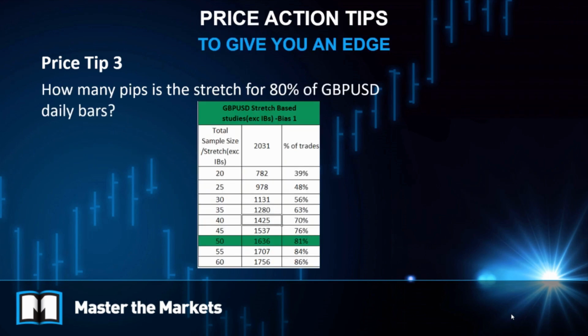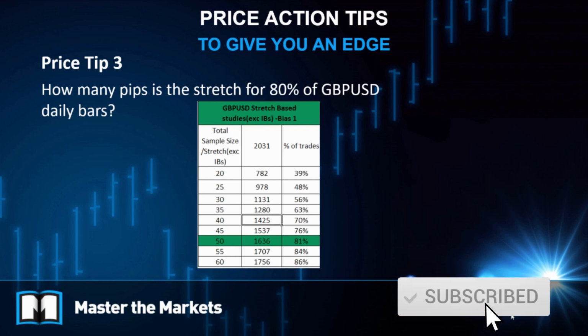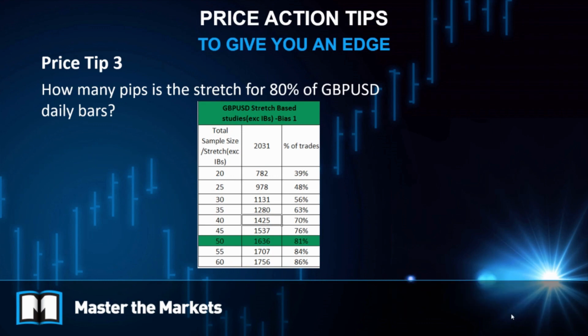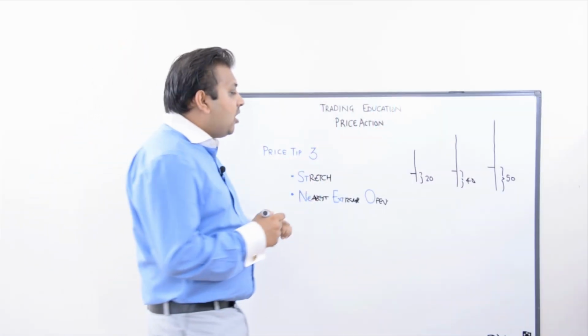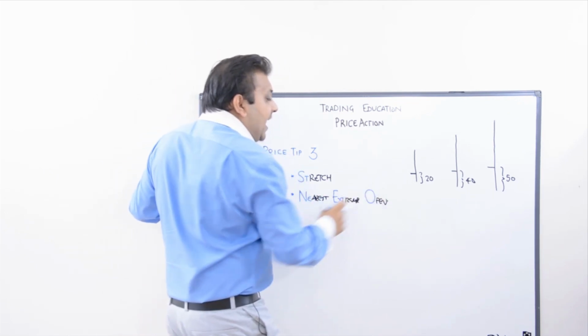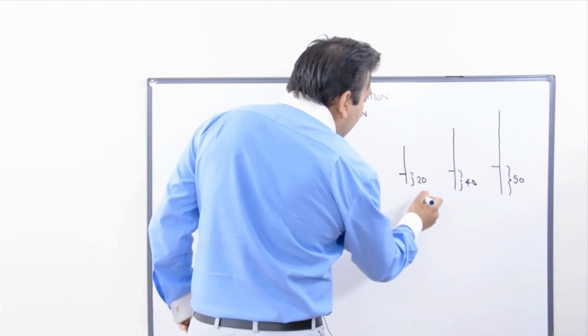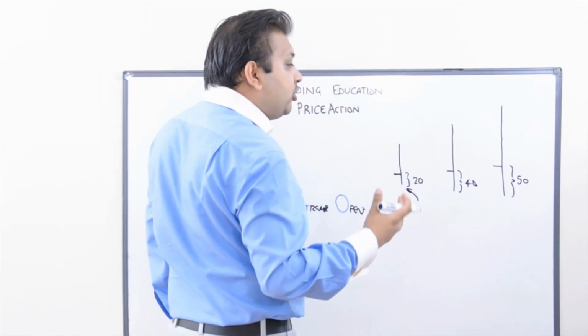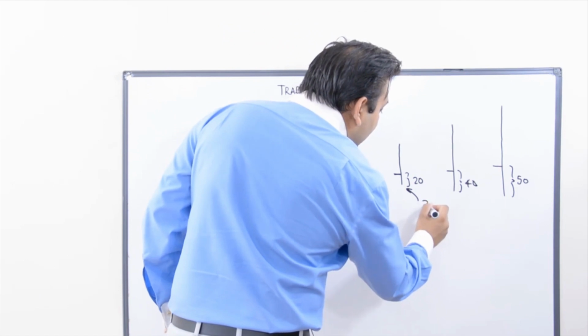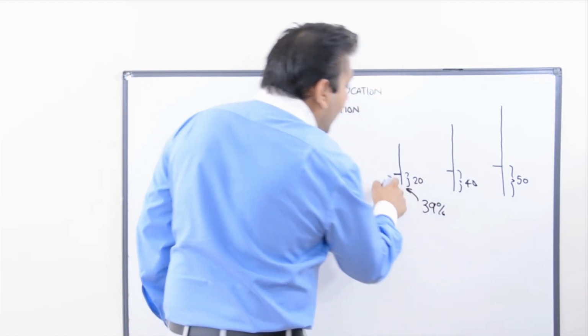So now we're looking at a table of the different percentages of how often each type of stretch can occur for GBP USD daily bars. So we asked ourselves a question here. We asked the question, how many pips is the stretch for 80% of the GBP USD daily bars? So in this example on the whiteboard, we can see that 39% of bars on GBP USD daily over a sample of 2031 bars have a stretch that is 20 pips or less.